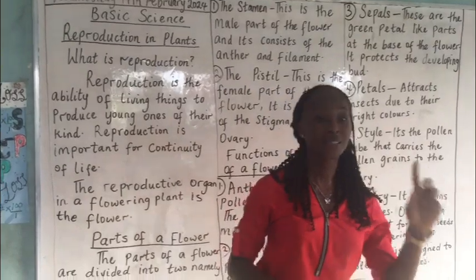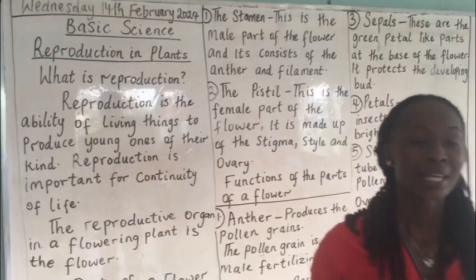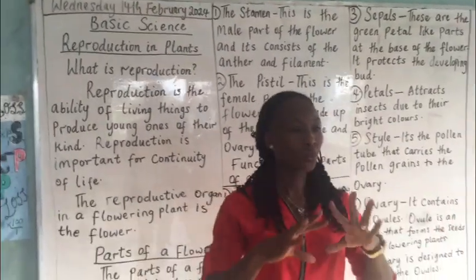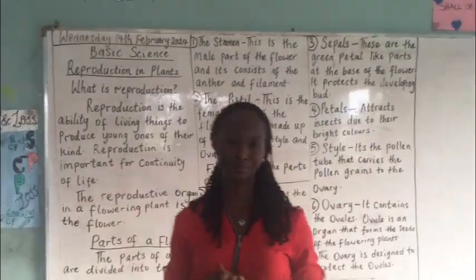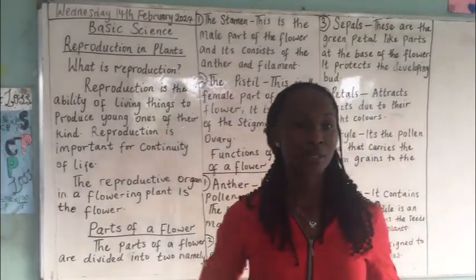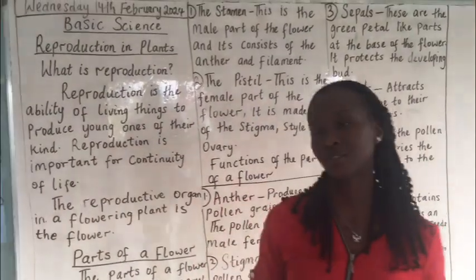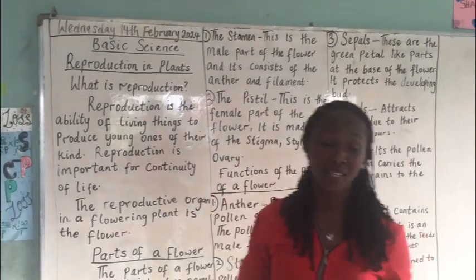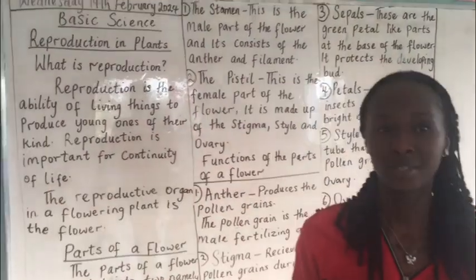Now, you all know what living things are. I believe every one of you knows that living things are things that have life in them. We'll be looking at a section of living things, which is the plants. The plant as a living thing has the ability to reproduce younger ones of its kind. Reproduction is important because without reproduction, there won't be continuity of life.